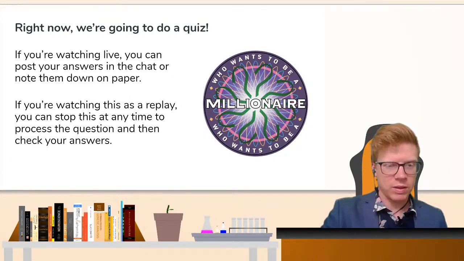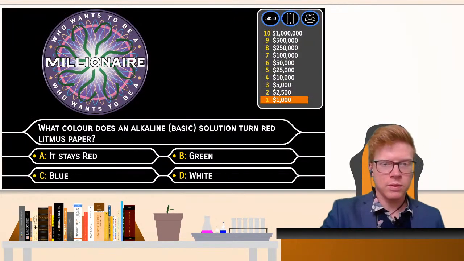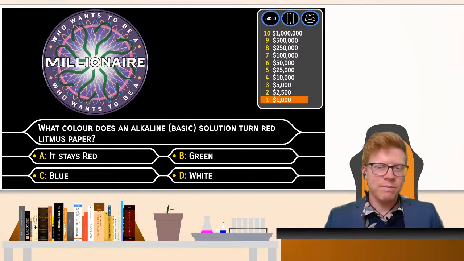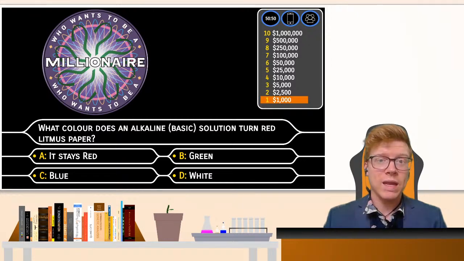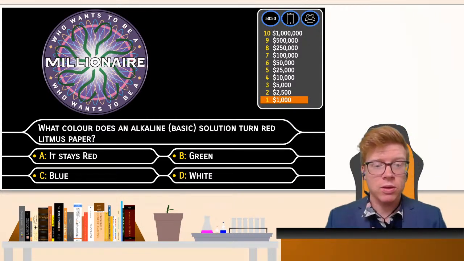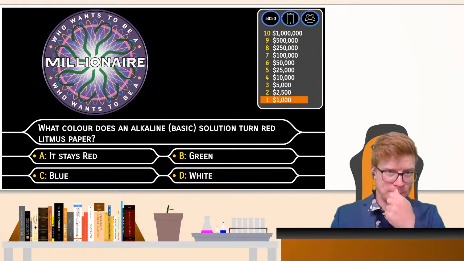Hopefully everything is coming through all clearly. The music is all ready, and we're good to go. On to question number 1 for $1,000. What color does an alkaline or basic solution turn red litmus paper? A, it stays red. B, green. C, blue. Or D, white.